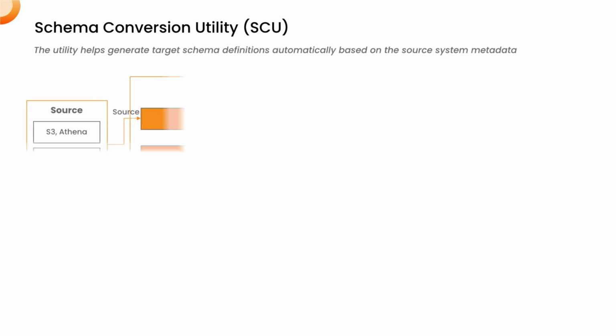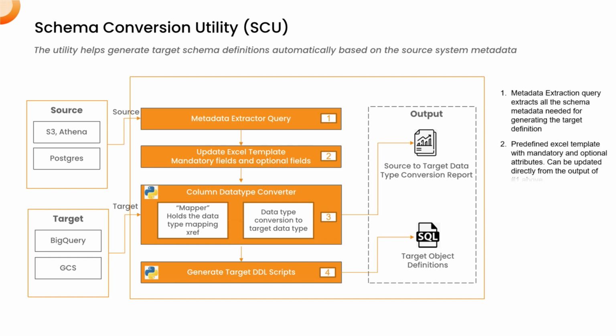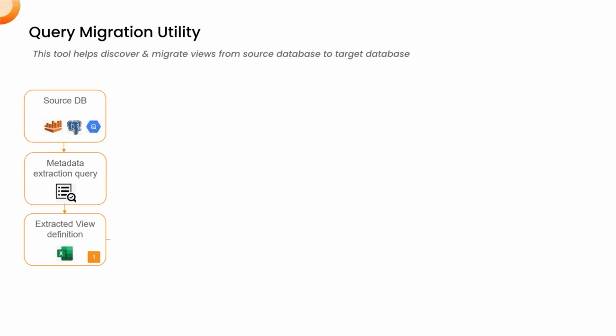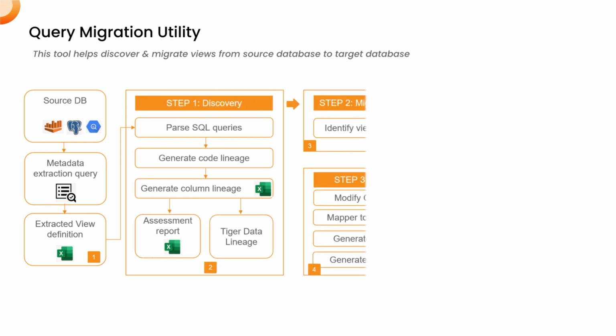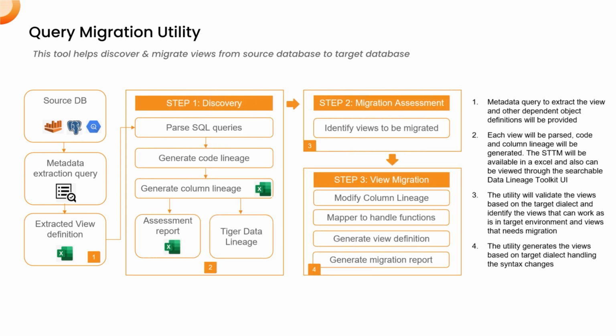Using the schema conversion tool, we can connect to the source legacy warehouse and extract all the DDL statements. Then, a Python-based parser will parse through the source DDL statements and will generate the target DDL statements. The query migration tool generates STTM, and from the STTM, we generate the view definitions or procedures as part of the target environment, which is configurable and can be used for any complex scenarios.